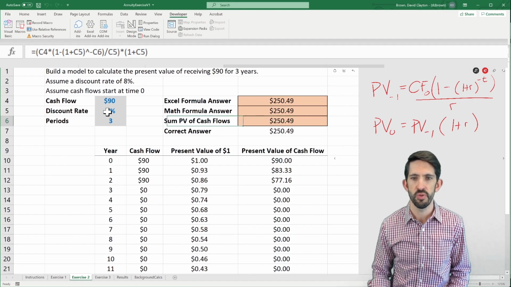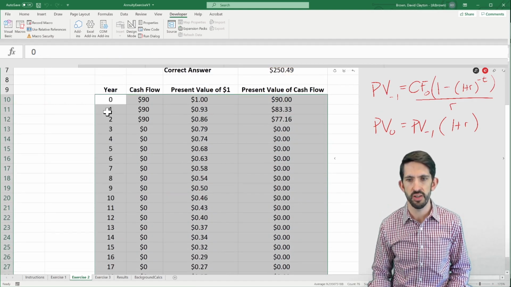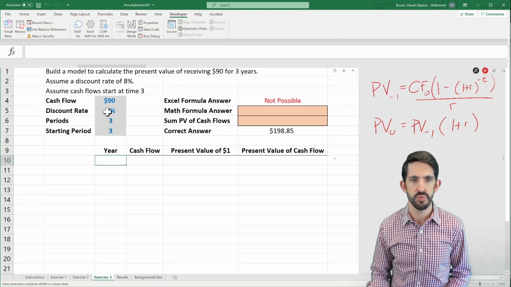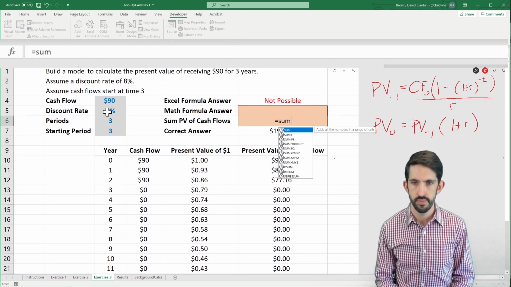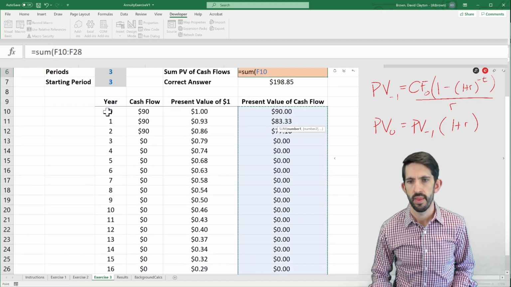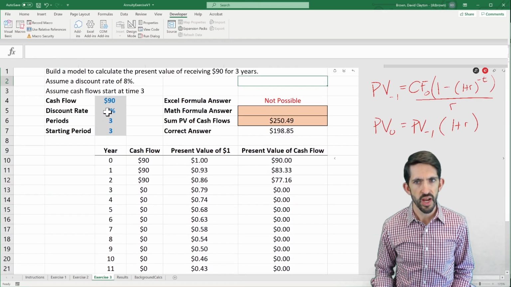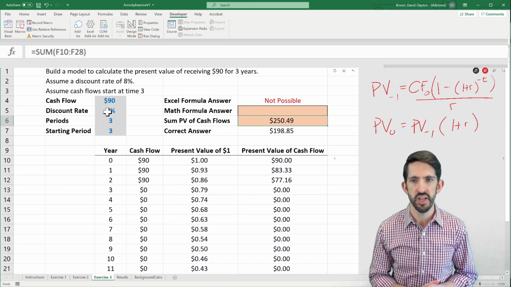So again, we're going to always go back. Let's just recycle our model. So let's copy this model, move it over. We can set up our answer cell. And we see that we're not right quite yet. 250.49 is what we have right now.